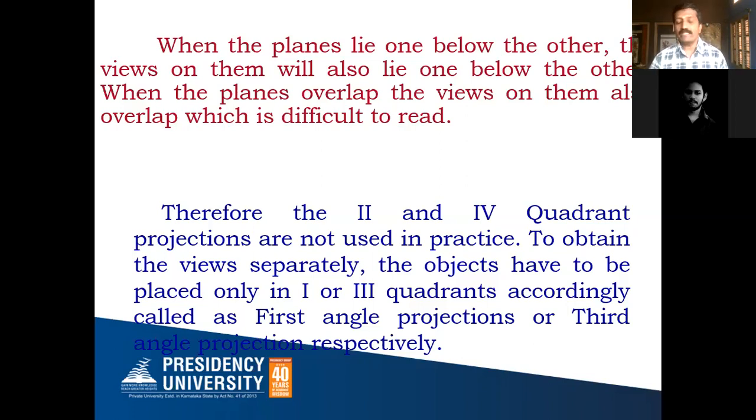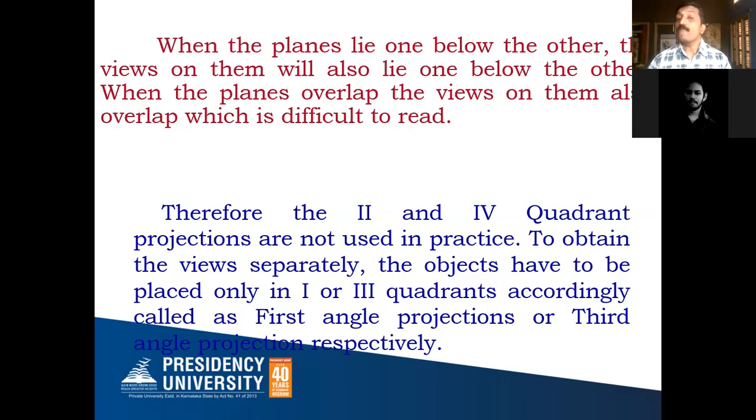Okay, because a point is a dimensionless object. If I place a point on the same point, n number of points, it looks like a point only. It will coincide on the same point. That's all. I cannot draw a point of 2 millimeter or a point of 5 millimeter. A point is a point. It doesn't contain any dimension as such. So that's why the first and third quadrant systems are used.